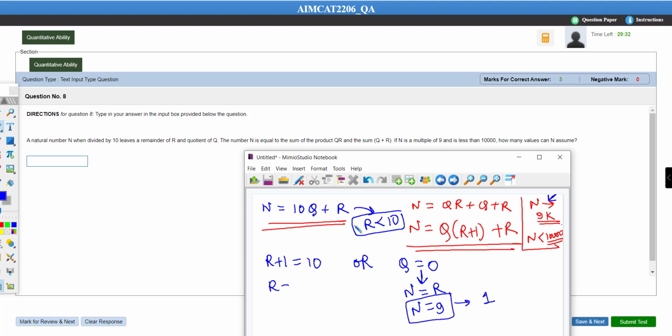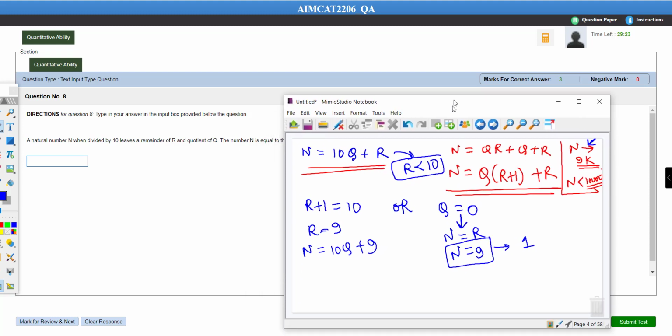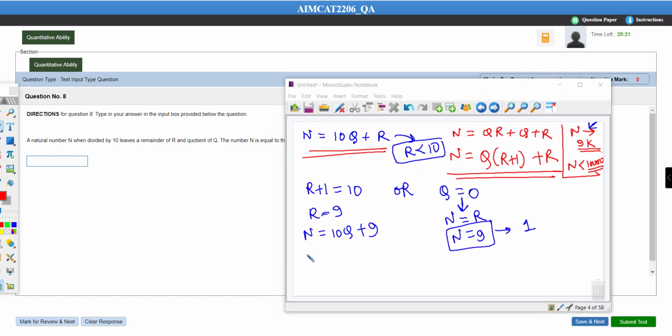Okay, so now over here we got r is equal to 9, so n becomes how much? n becomes 10 times q plus 9. Now n is a multiple of 9. So I will write 10q as 9q plus q, plus 9. If n is a multiple of 9, and 9q and 9 are multiples of 9, then q has to be a multiple of 9. q can be 9, q can be 18, q can be 27 and so on. We want the value of n to be less than 10,000.